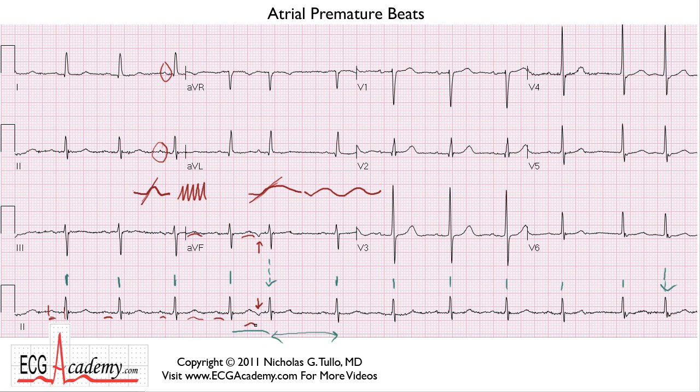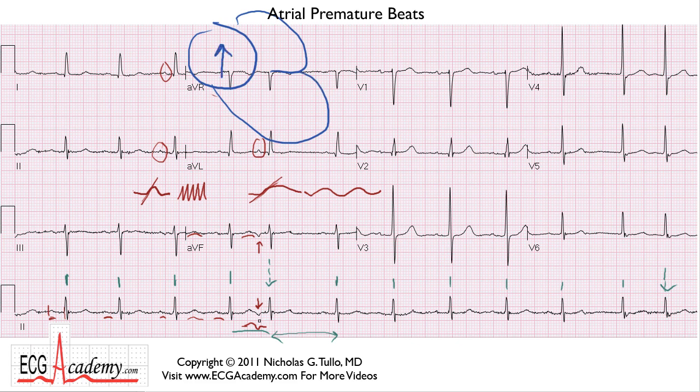It goes up, and then there's a sharp negative deflection, and that negative deflection there is the P wave of this premature beat. You can see it in this lead as well. Now, where did this P wave come from? Well, since it's negative in AVF, it has to be traveling towards the head from the feet. It has to be going up somehow.